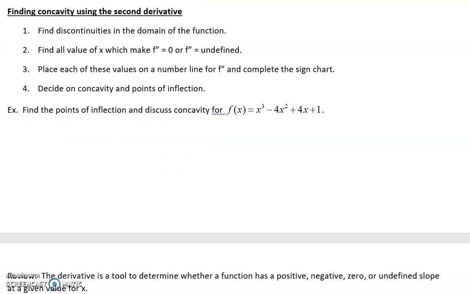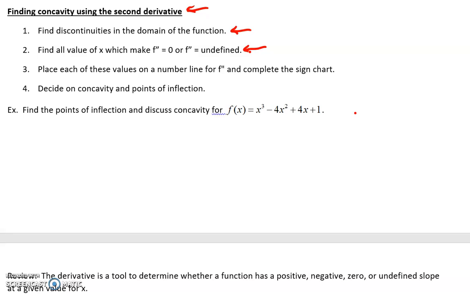Okay, the next thing, so how do I find the intervals for my concavity, and how do I find my points of inflection? Well, that's this next idea right here. Finding concavity using the second derivative. The steps are very similar to what we do to find critical values and relative mins and maxes. We find the discontinuities in the domain of the function just like we always have. But then we go straight to the second derivative, and we set the second derivative equal to 0 and undefined just like we did with the first derivative.